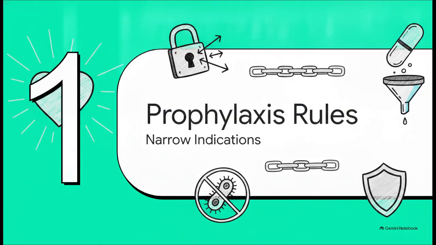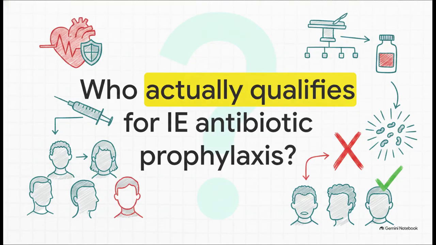All right, Section 1, mastering IE prophylaxis rules, narrow indications for antibiotics. Let's dive right into this first crucial concept, which is the highly restricted criteria for preventing endocarditis before it even starts. So, I want you to actively think about this for a second. Out of all the patients with heart conditions you see walking around the wards, who actually warrants prophylactic antibiotics before a procedure? You might be surprised, because the list is actually way shorter than you'd think.